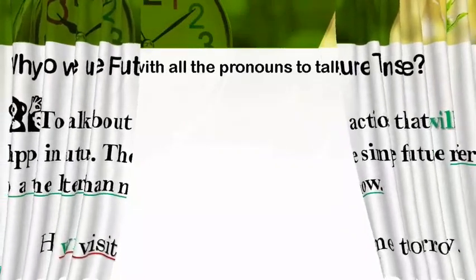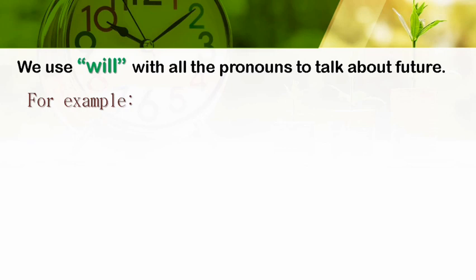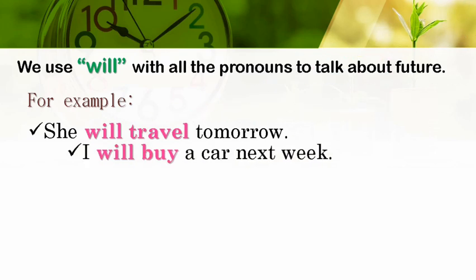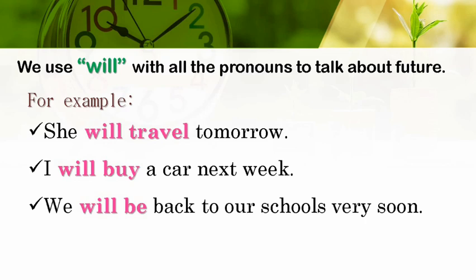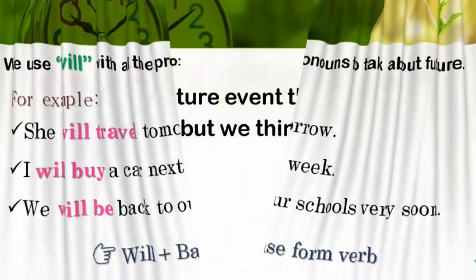Now, you have to know that we use the auxiliary will with all the pronouns to talk about the future. For example, she will travel tomorrow. I will buy a car next week. We will be back to our schools very soon, inshallah. So its rule is will plus base form verb.